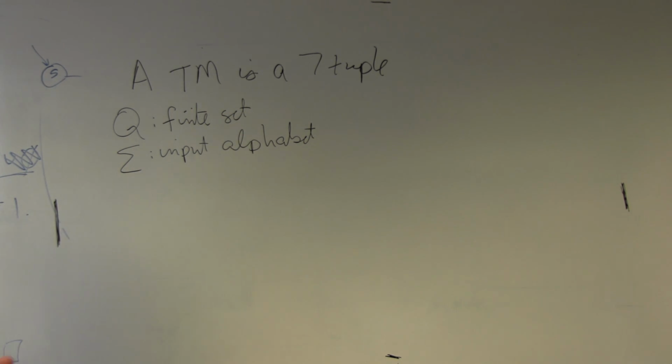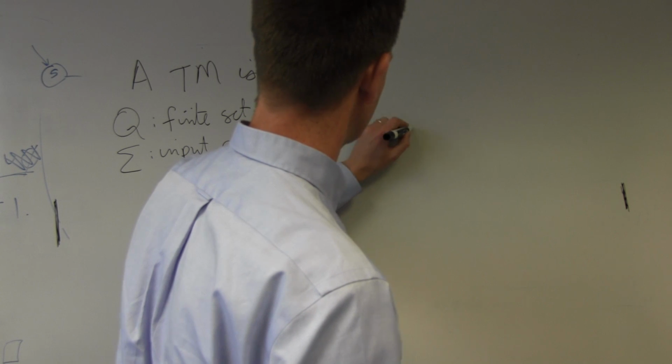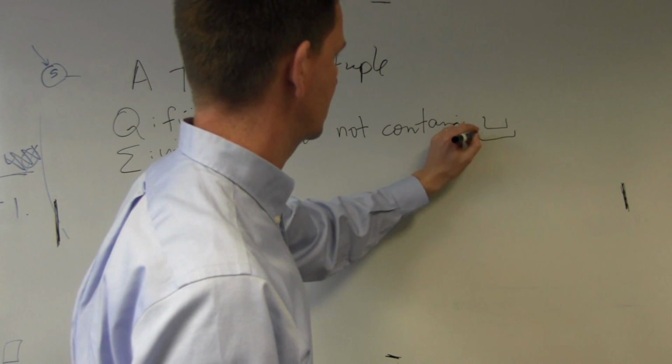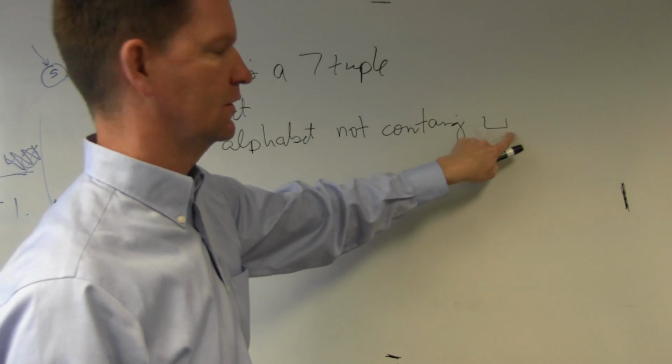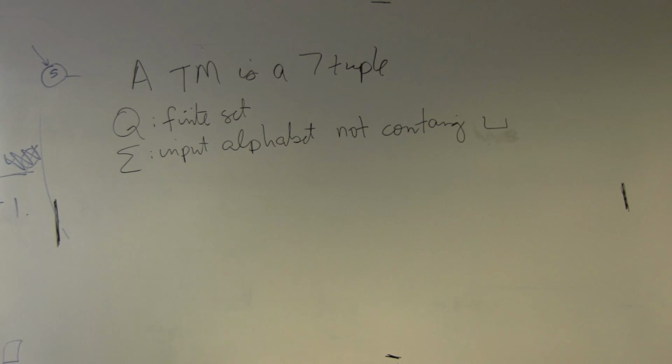However, we're going to make a special rule about the input alphabet, and we're going to say the input alphabet does not contain the blank symbol. The blank symbol is a symbol that appears on the tape when the Turing machine begins. And we're going to say that the blank symbol cannot be part of the input. So the blank symbol looks like this. But this little guy right here is the blank symbol. So we're going to say that our input alphabet cannot contain the blank symbol.